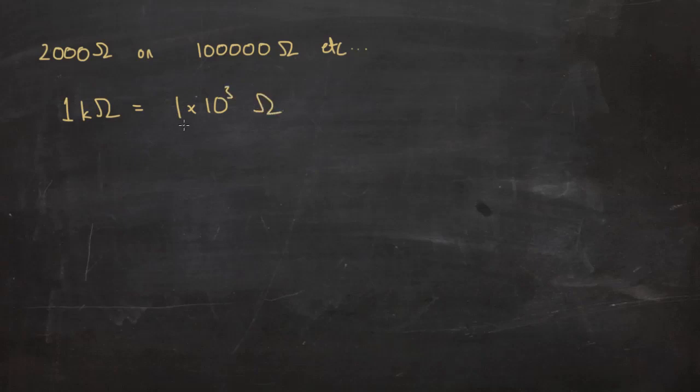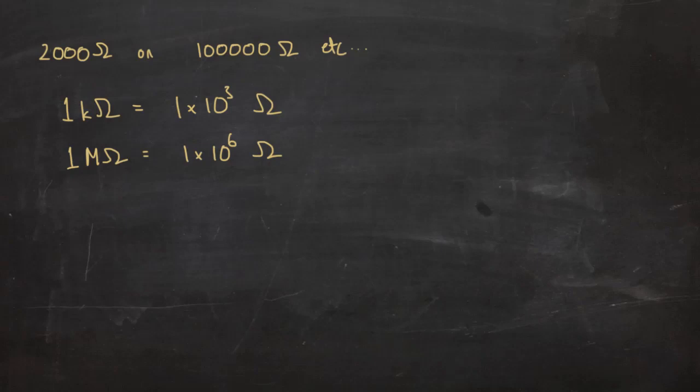Another frequently used multiple is the mega ohm. 1 mega ohm, represented with a capital M followed by the Greek alphabet omega, is 1 into 10 to the power of 6 ohm. We make use of such multiples in order to represent high resistances.